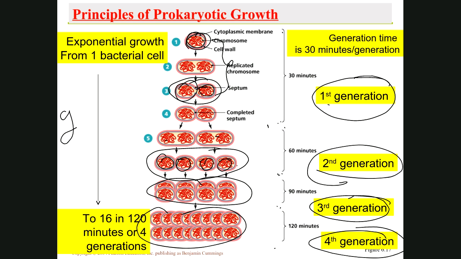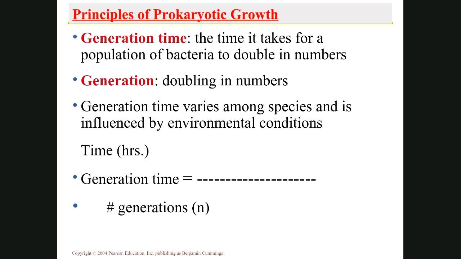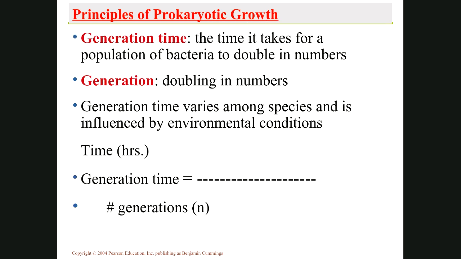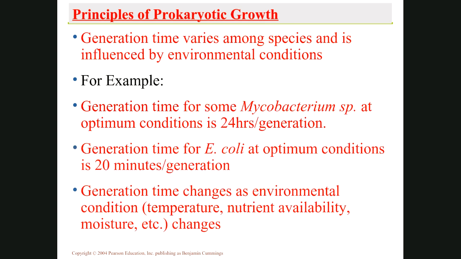So you have to become familiar with those concepts and definitely know what it is, generation time. Generation time is the time that it takes for a population to go through 1 generation or doubling. We typically measure generation time in hours. Okay. And you should be able to tackle simple problems pertaining to generation time. Generation time varies depending on microorganism, depending on conditions.